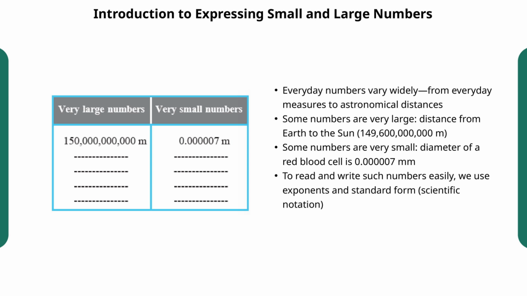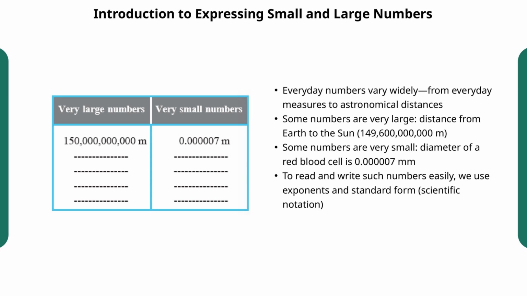Welcome, class. Today, we explore how math helps us handle numbers that are either extremely large, like the distance from Earth to the Sun, or incredibly small, such as the tiny diameter of a red blood cell. Imagine trying to read out loud 149,600,000,000 meters, or remember a string of zeros in 0.000007 millimeters. It's like comparing planets to tiny particles.